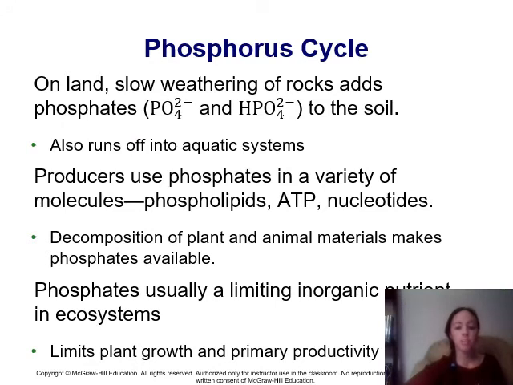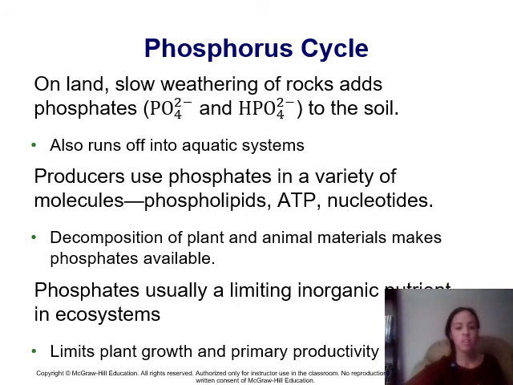Phosphorus is a really important chemical within any environment. Producers use phosphates in a variety of ways, like making them into phospholipids in cell membranes, ATP, and nucleotides like RNA and DNA. When consumers eat plants, they use the phosphates to make teeth, bones, and shells.